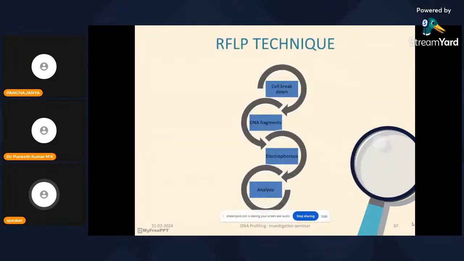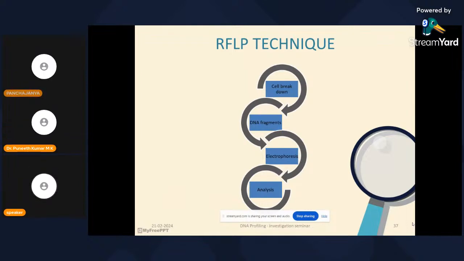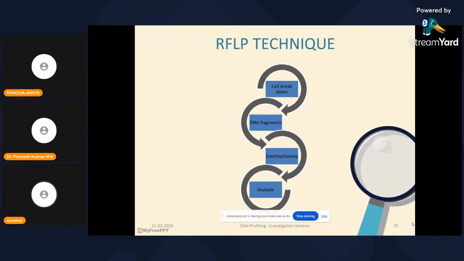Okay, in this RFLP technique, there will be a cell breakdown. That means from the samples, the DNA is extracted. Then the extracted DNA is made into fragments. That is the dividing of DNA into fragments by enzymes. Then it is exposed to the electrophoresis. Based on the movement of that, we'll get a pattern, and then analysis is done. It's a simple presentation of an RFLP technique.